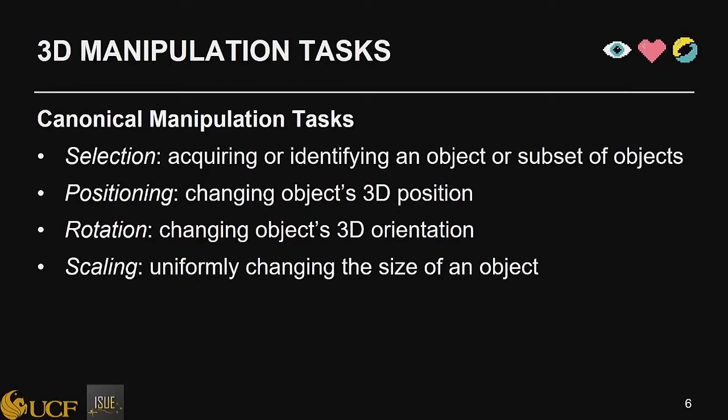So the canonical manipulation tasks include selection, which is acquiring and identifying an object or subset of objects. There's positioning, which is changing the object's 3D position. Rotation, which is changing the object's 3D rotation, obviously, orientation. And then, if necessary, scaling, which is the uniform changing of the size of the object.